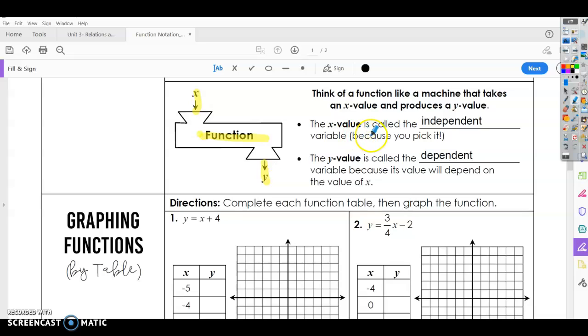All right, so the x value is called the independent variable because you pick it, and you can put any number you want into the equation. The y value depends on what x's you pick. Okay?